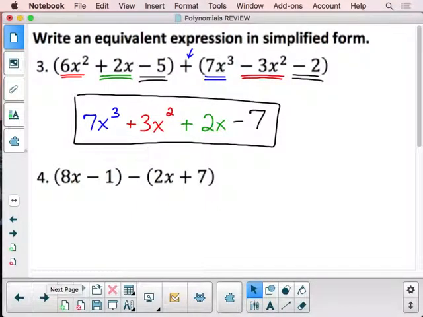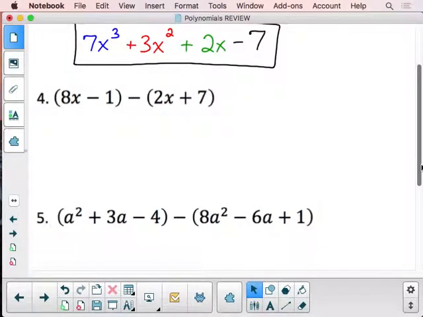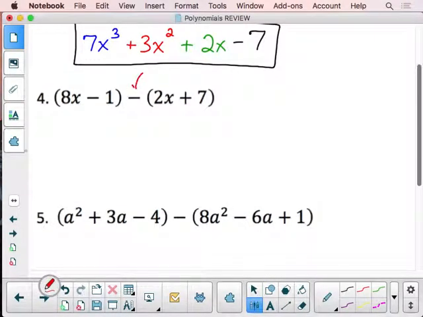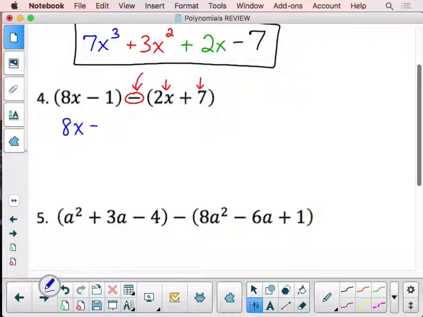Now on to number 4. Now number 4 is an entirely different problem in that it is subtraction. This minus sign right there means we are subtracting. We are subtracting everything inside this second parentheses. That minus sign has no effect on these terms here, so we still have 8x minus 1.